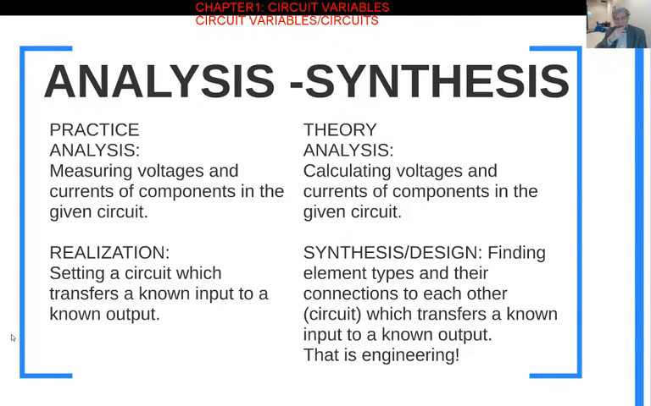So what do we do with these circuits? There are two main actions that we could do on circuits. One of them is analysis, the other one is synthesis. Analysis and synthesis are also the main concepts of engineering. In practice, what is analysis? Measuring voltages and currents of components in the given circuit. So that means in order to analyze a circuit, first of all, the circuit should be given to you, and then you're going to measure all the elements' current and voltages. Then that means you analyze the circuit.